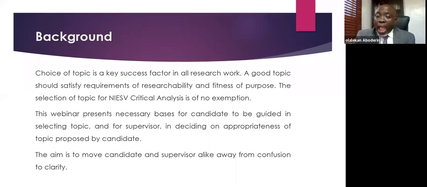We really need to ask, the question we really need to ask ourselves when selecting a topic is how researchable the topic is, and if that topic actually fits the purpose for which the research is meant. And that is equally very, very peculiar to that of critical analysis of NIESV.